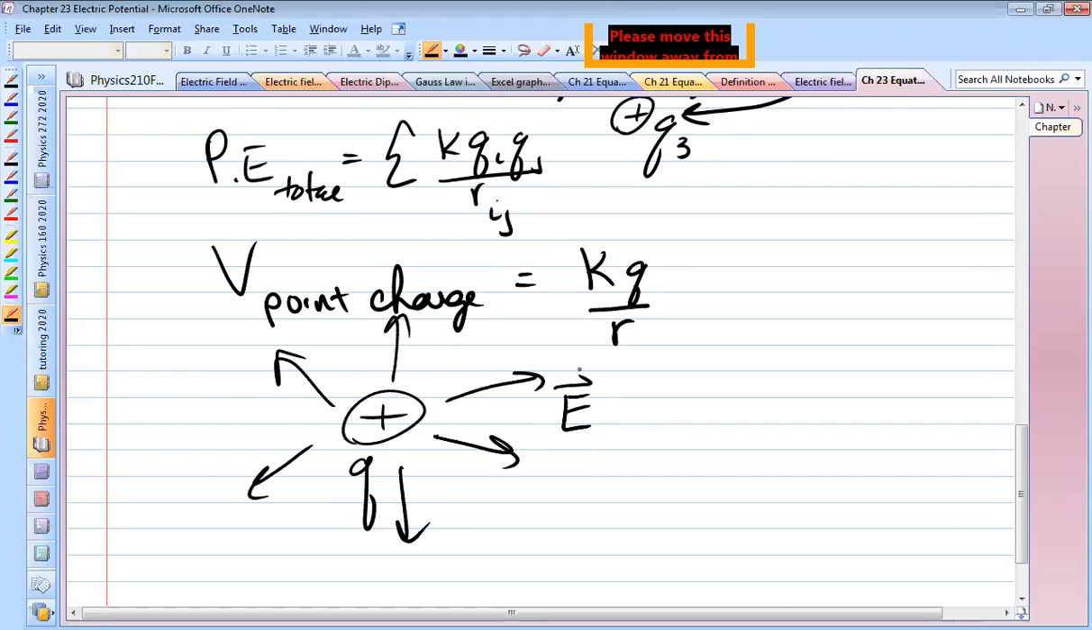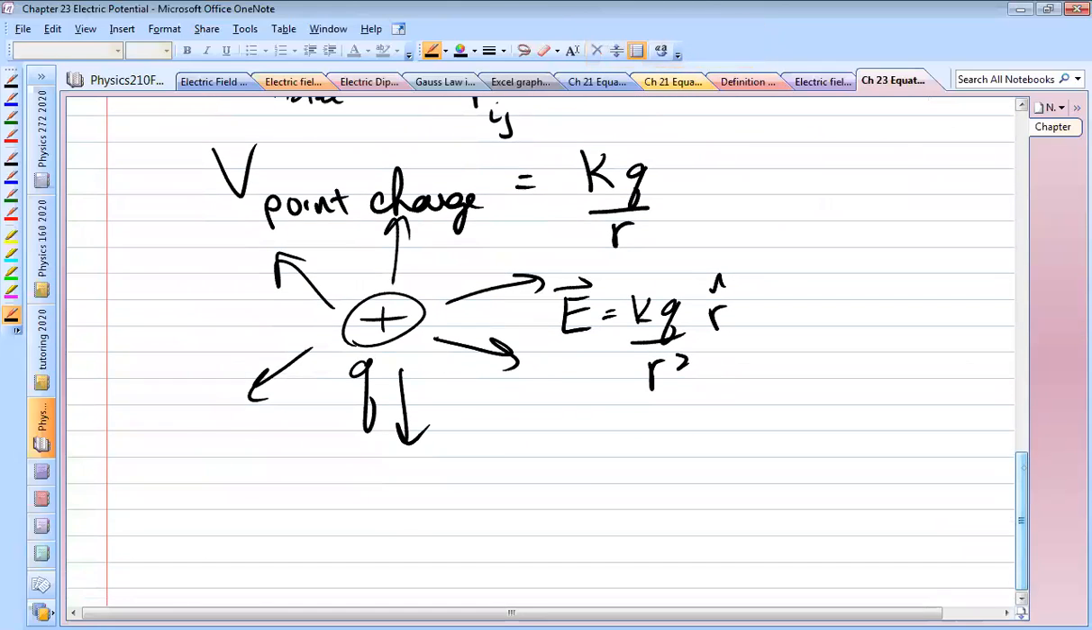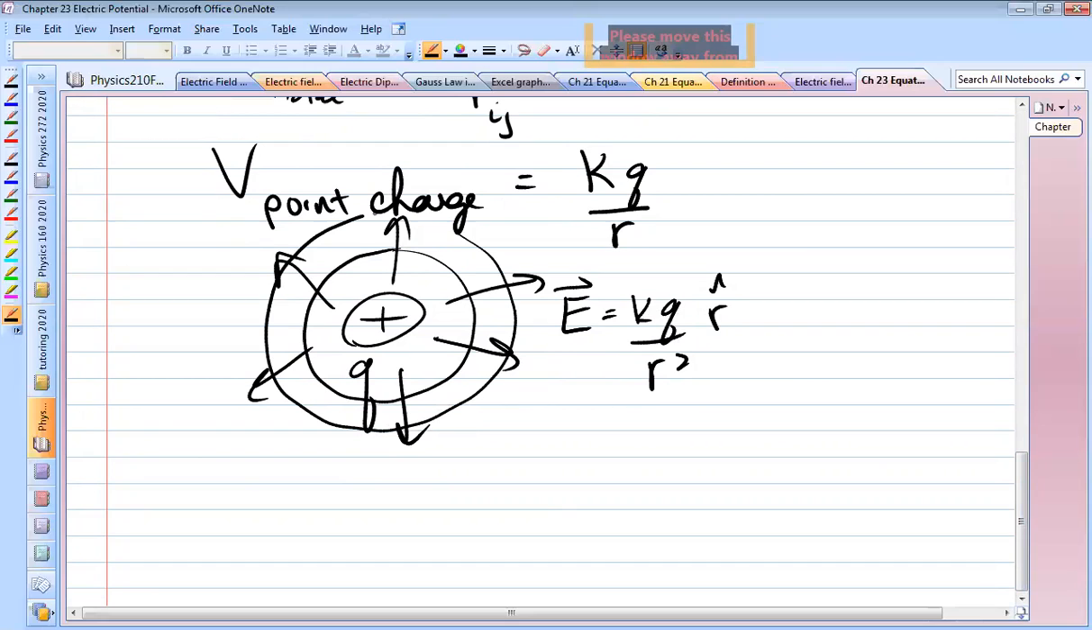These electric field lines are getting further apart. This field is getting weaker and weaker. This is KQ over R squared, R hat. But associated with that electric field, there's always voltage lines associated with electric fields. The voltage lines are now circles. And so these voltage lines, the voltage decreases in the direction of the field. So if this is a 100-volt line, this might be the 50-volt line, the 25-volt line.